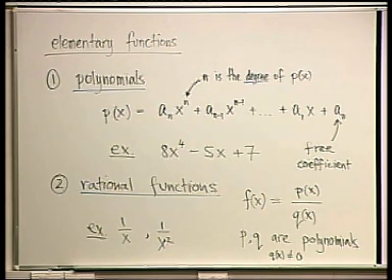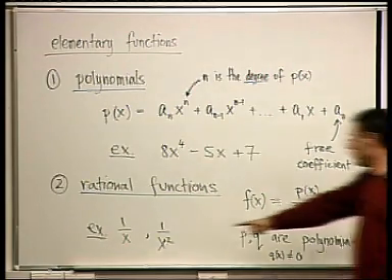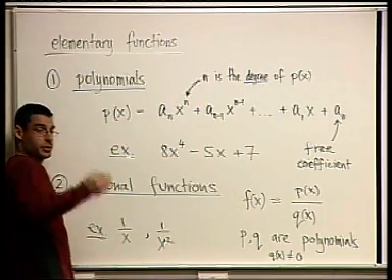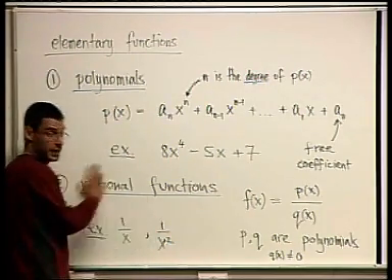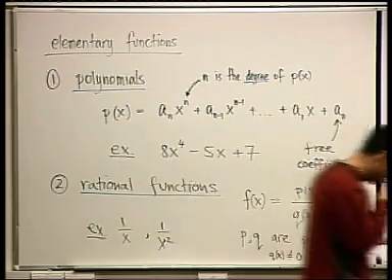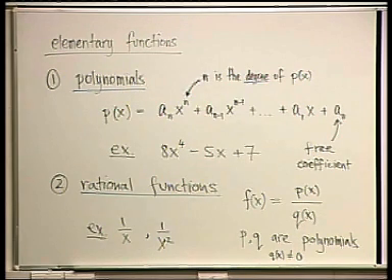When I write 1 over x, the denominator cannot be 0. So x equals 0 is not in the domain. When I write this as an example for a rational function, it's implicit. It's understood between us that this and this are not defined at x equals 0. Okay? Good. The next family.